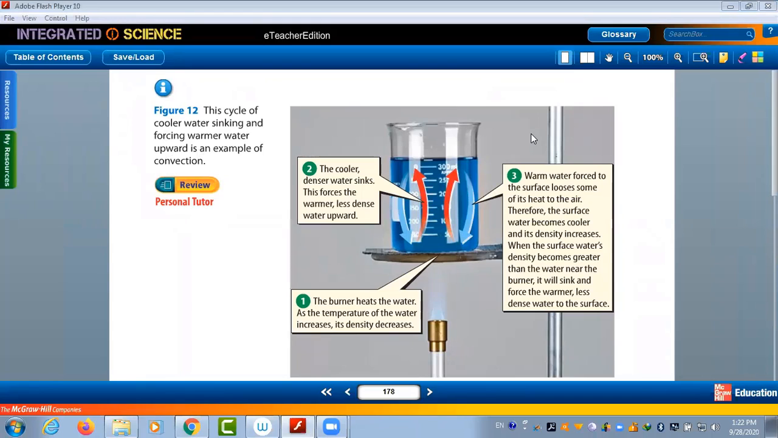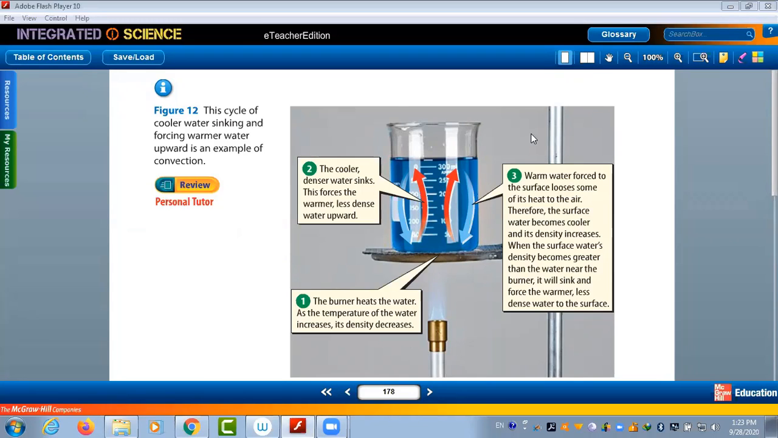Another one, what is the meaning of radiation? We can talk about radiation. Abdullah, what is radiation? Radiation is the transfer of thermal energy from one material to another by electromagnetic waves.